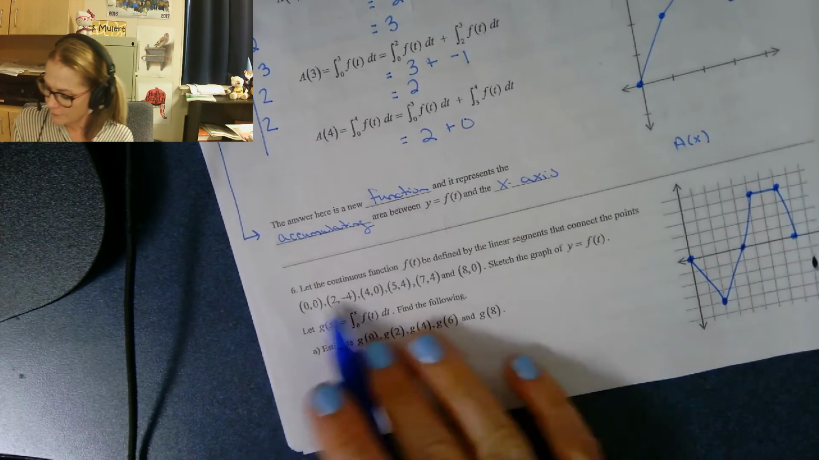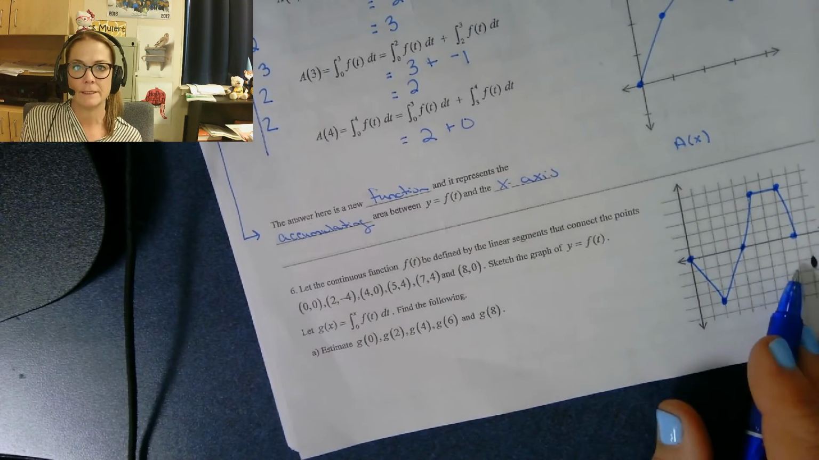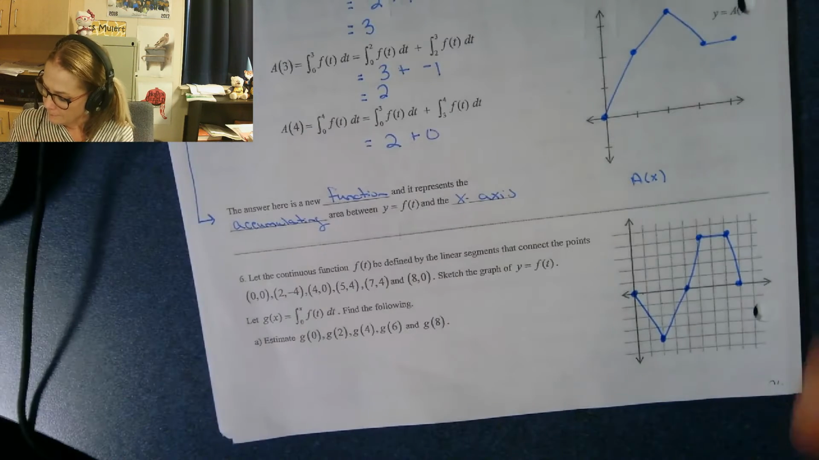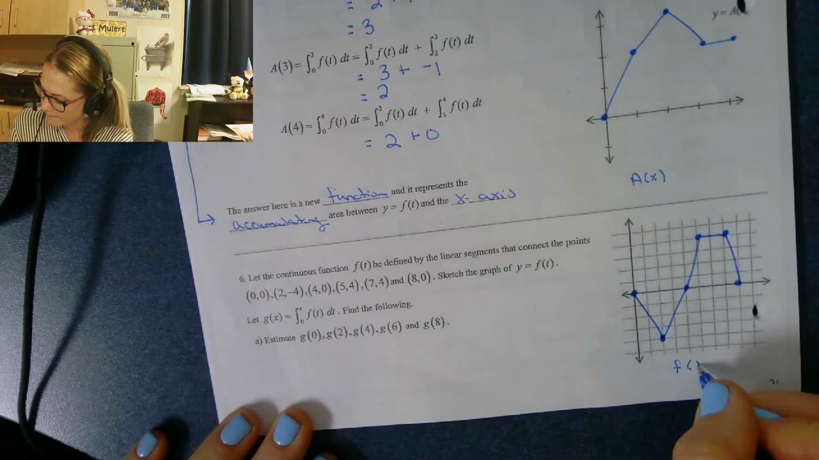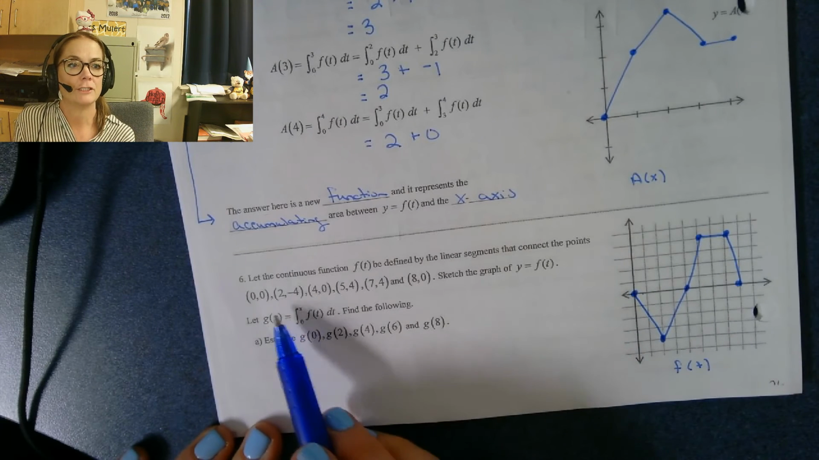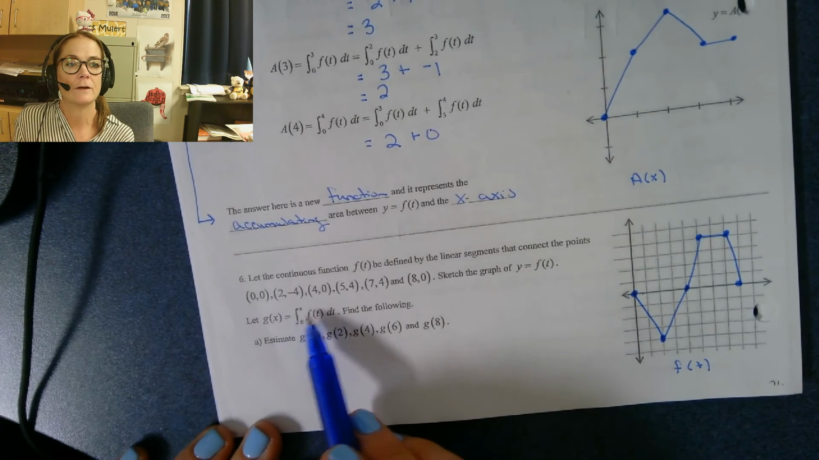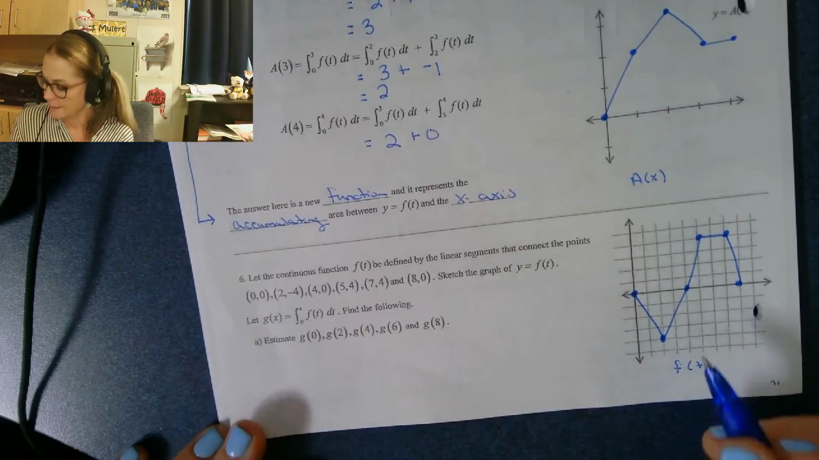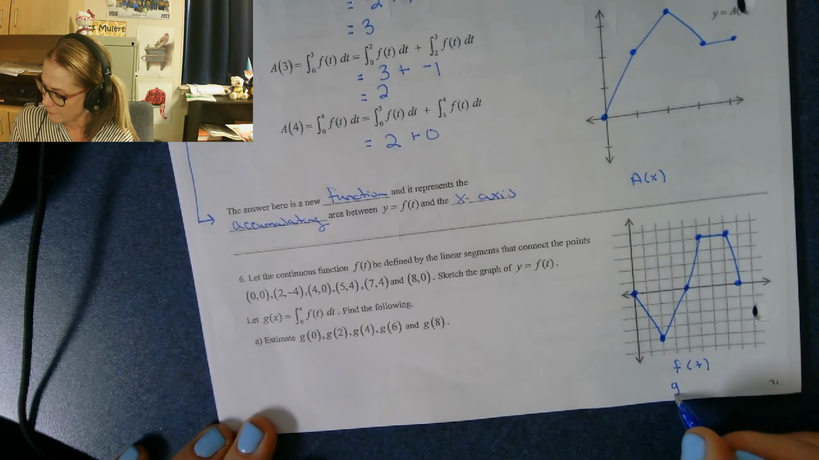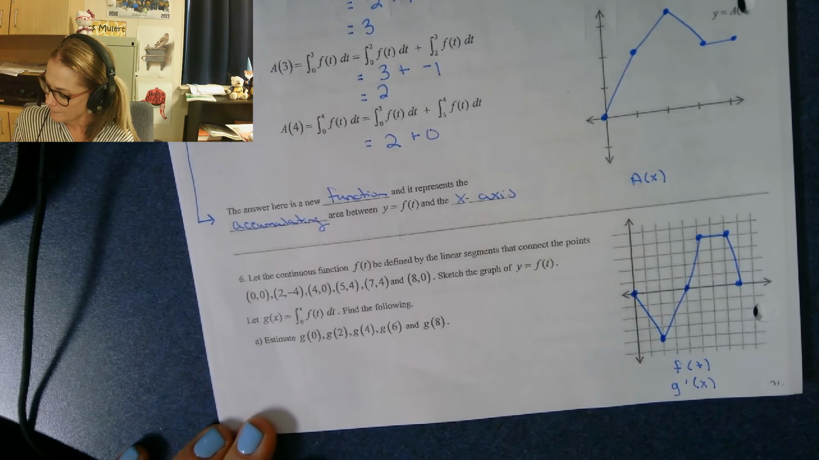Okay, so points are here, so I'm just going to kind of keep this clean so we can look at it. Sketch the graph of f of t. So this is f of t. Now look at this definition. G of t is the area under the curve of f of t. So if you took a derivative, you can see that this is also the graph of g prime of t, or actually x.